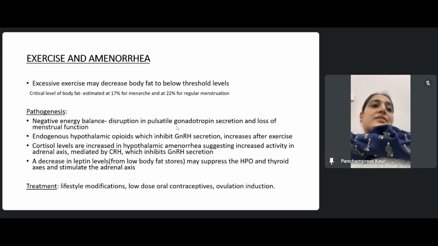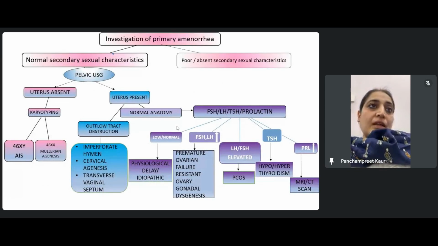Someone who does excessive exercise or someone who is an athlete might have hormonal imbalance and might be having primary amenorrhea. So what is required is a lifestyle modification, low dose oral contraceptive pills, or maybe.